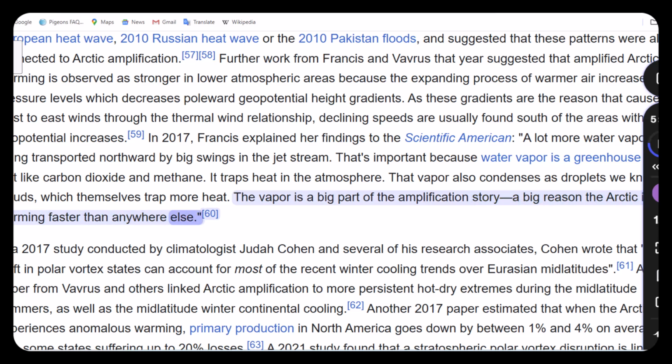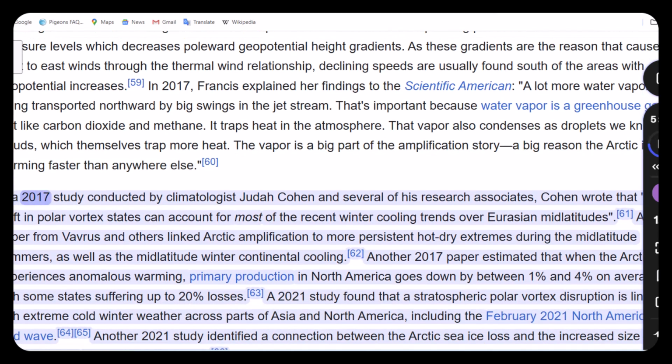In a 2017 study conducted by climatologist Judah Cohen and several of his research associates, Cohen wrote that the shift in polar vortex states can account for most of the recent winter cooling trends over Eurasian mid-latitudes. A 2018 paper from Vavrus and others linked Arctic amplification to more persistent hot, dry extremes during the mid-latitude summers, as well as the mid-latitude winter continental cooling.